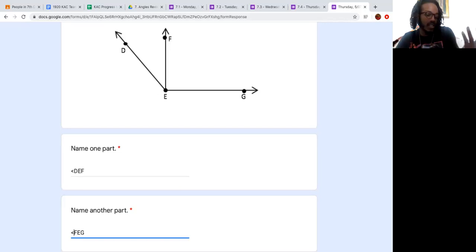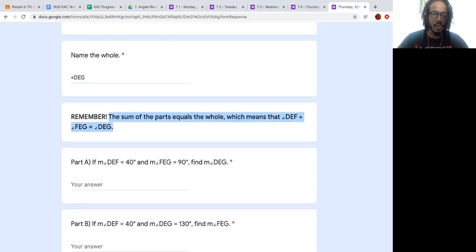So here's where the math is going to come into effect. We know that angle DEF plus angle FEG equals angle DEG. So going back to our steps, if we're looking for the whole, then we can find that by adding the parts together. If we're looking for a part, then we subtract the part that we know from the whole. So keep this in mind: the sum of the parts equals the whole, which means DEF plus FEG equals DEG.